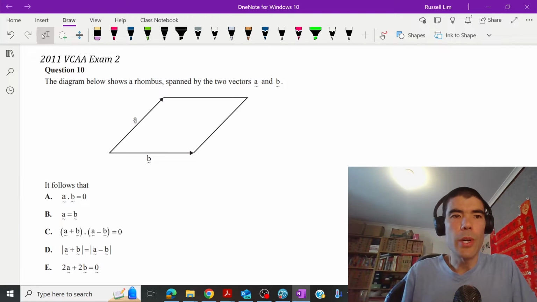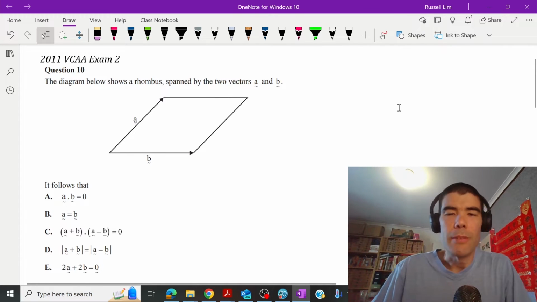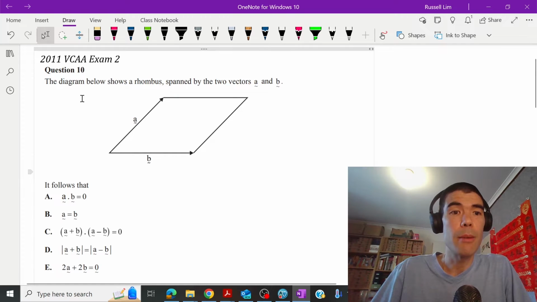Okay, it's the year 2024, but I'm going to look at an exam question from the year 2011. If you're watching this in the future, you may not have even been born in 2011. The diagram below shows a rhombus spanned by the two vectors a and b, and which one of these is true?